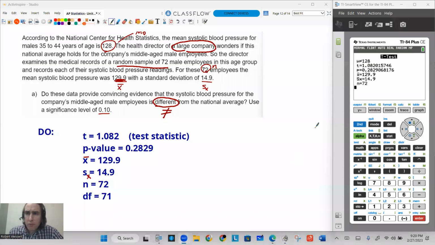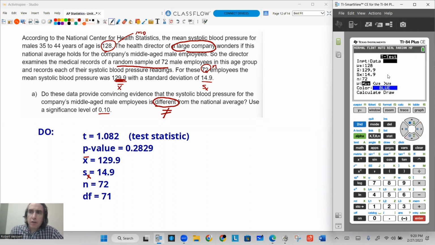Okay, now this one I went ahead and ran in the t-test in your calculator. I'll walk you through the steps. I just went to test. This is option 2, the 1-sample t-test, called T-Test in your calculator. Keep it at stats. For your null, just enter 128. Sample mean 129.9, sample standard deviation 14.9, and sample size of 72. And we set a two-sided, so it's not equal to.